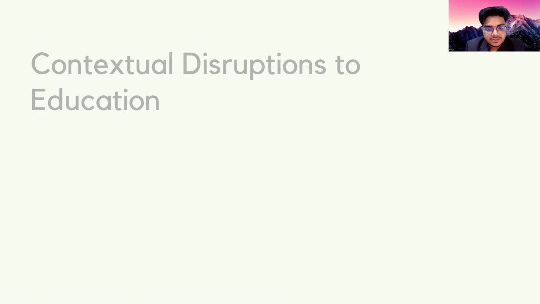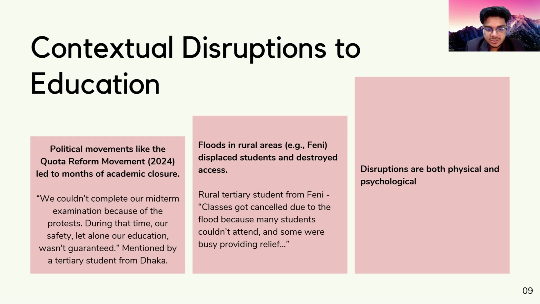Two major themes emerged as disruptions to traditional education. Number one is political unrest. The 2024 quota reform movement led to long-term school and university closures. Students missed exams and struggled with academic continuity. For many, online platforms became the only way to access learning material, especially when available offline.